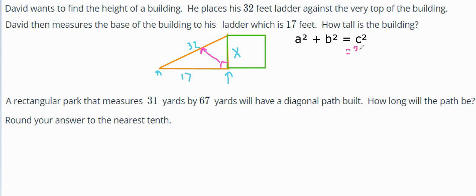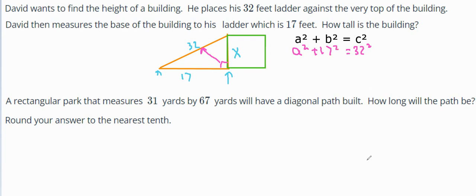So that's going to be 32. So we'll put in 32 squared. And the 17 can either be A or B. It doesn't matter which. I'll just make this B for no real reason. So we're going to have A squared plus 17 squared equals 32 squared.